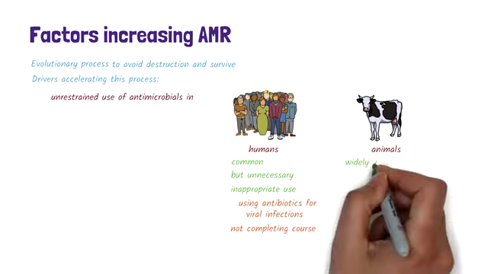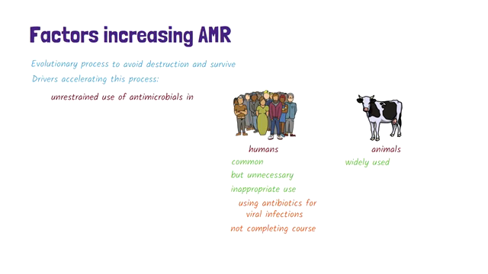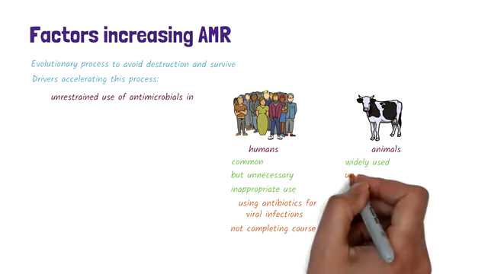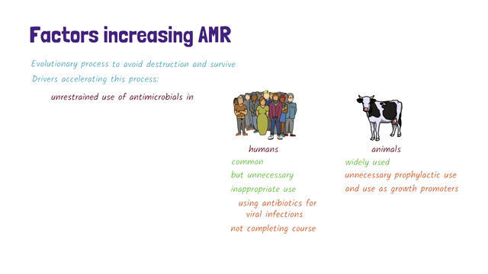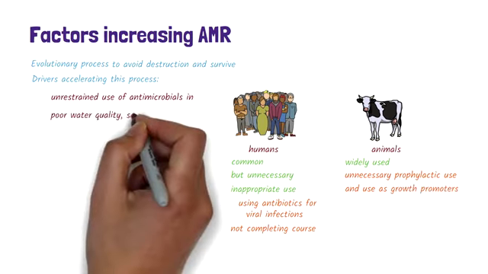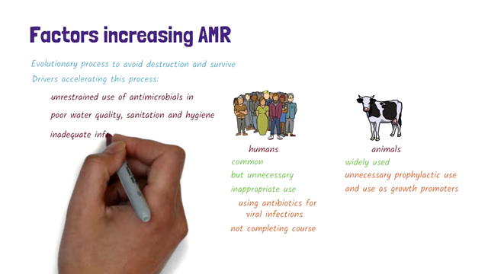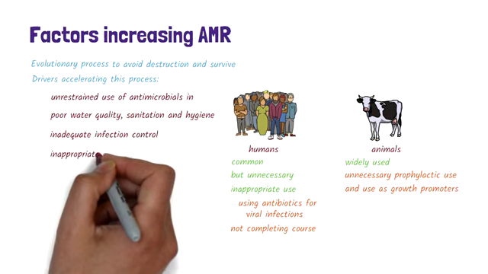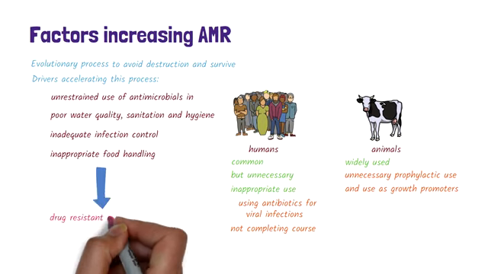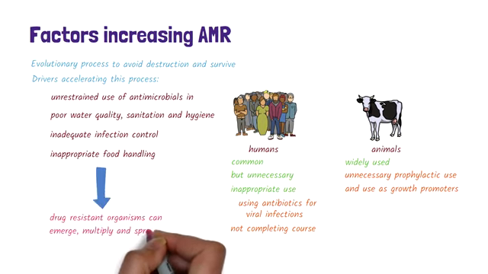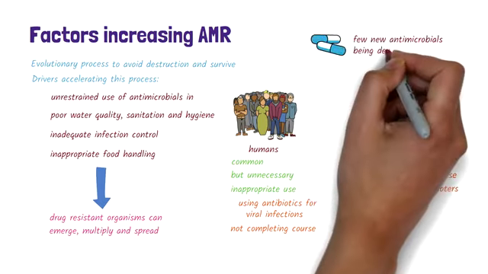Antimicrobials are widely used in animal husbandry, not only to treat disease, but prophylactically to prevent infections and as a growth promoter. Other drivers of AMR include poor water quality, sanitation and hygiene, inadequate infection control practices, and inappropriate food handling. These provide conditions in which resistant organisms can emerge, multiply, and spread. To add to this issue is the fact that there are few new classes of antimicrobials being developed.